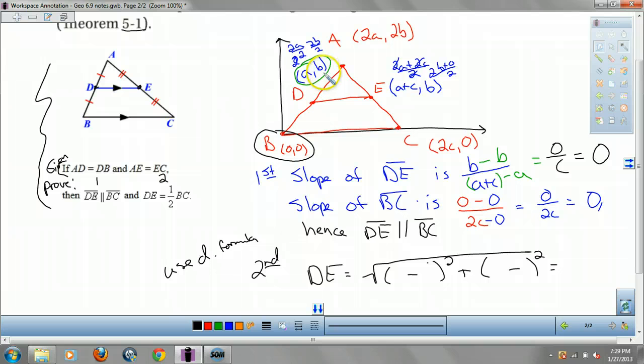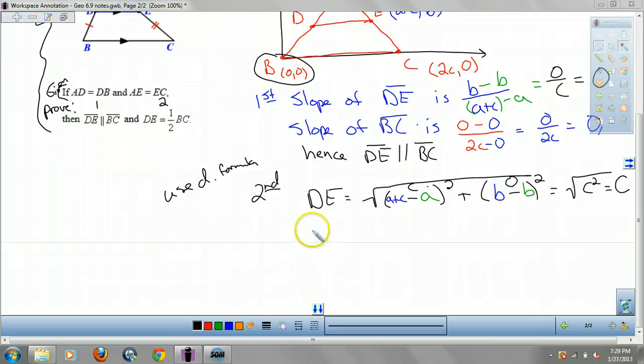So D is AB, right? So I'm going to plug in. And that was in green. My X, my Y for D. Now for E, I plug in my X and my Y. B minus B is 0. A plus C minus A is C. So you end up with square root of C squared, which is just C. That's my distance of DE. Right? Agree? Okay, next we gotta find BC.